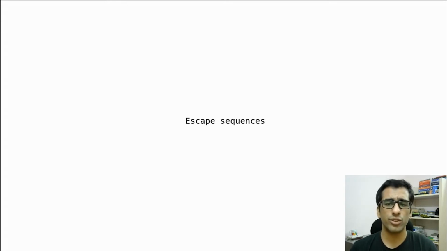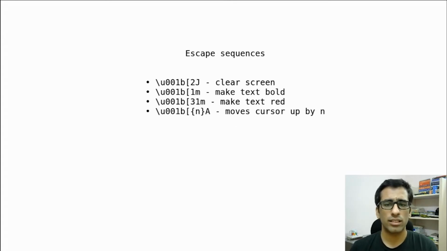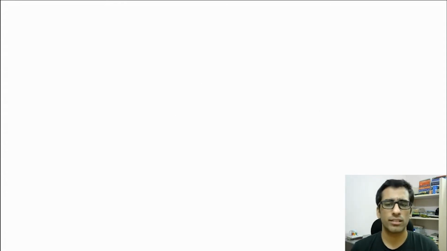And another way is to use escape sequences, which can control things like cursor location and text color. For example, printing the first escape sequence will clear the screen, and printing the second one before another string will make the second string bold.